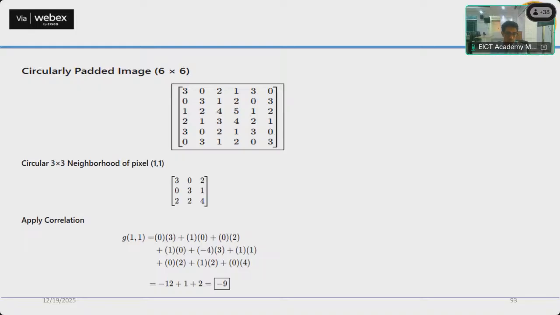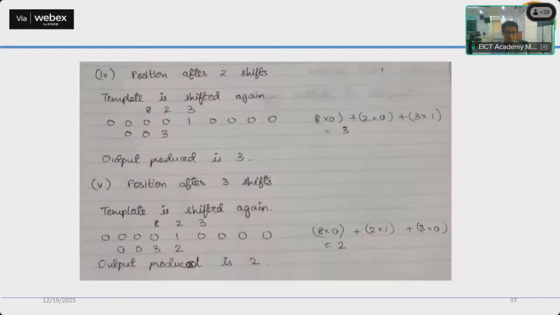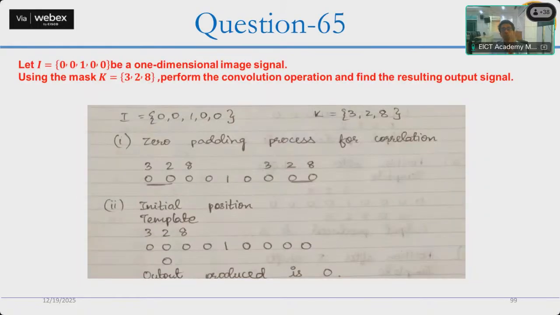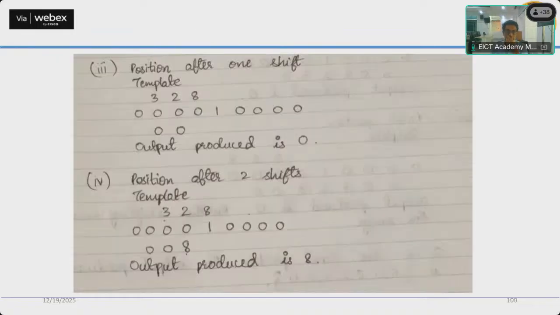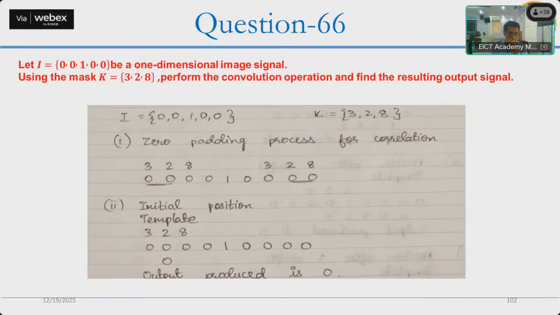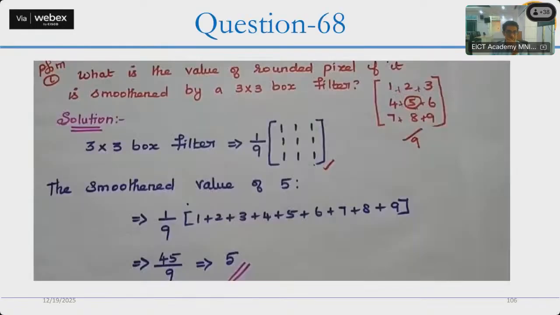So what has been shown here is that correlation has been performed. This is a similar type of problem, and this is for the convolution operation, and this is the final result and output signal. So this is another problem there.